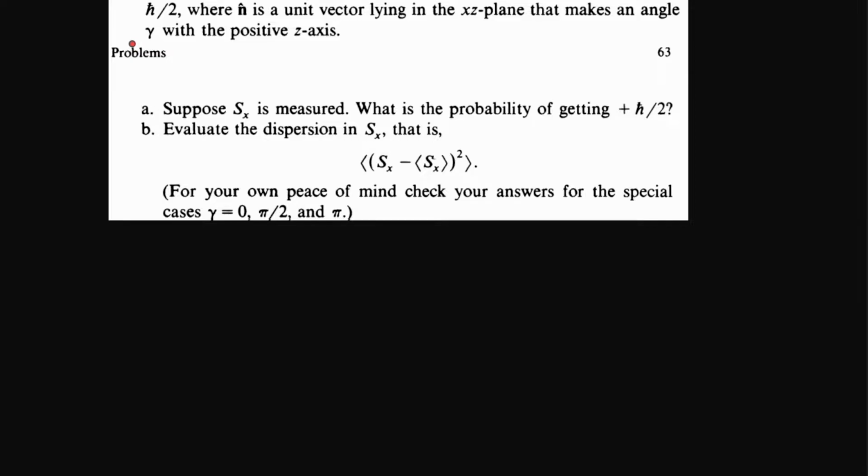Today we are going to solve question number 12. In question number 12, it is asked: a spin half system is known to be in an eigenstate of S dot n cap with eigenvalue h cut by 2, where n cap is a unit vector lying in the xz plane that makes an angle gamma with the positive x-axis. Suppose Sx is measured, what is the probability of getting plus h cut by 2 as a result of that measurement? In the second part, evaluate the dispersion in Sx, that is the average of Sx minus average Sx, whole squared.